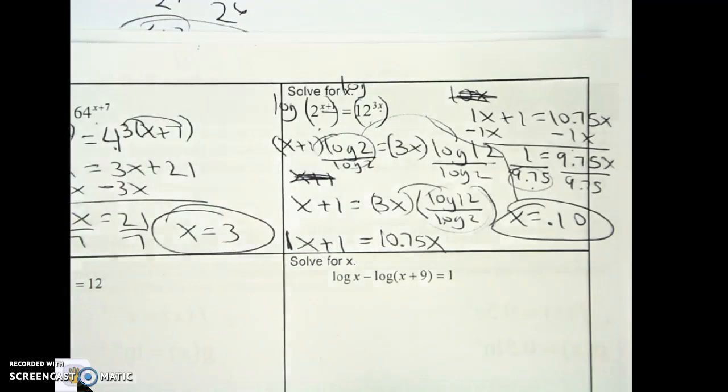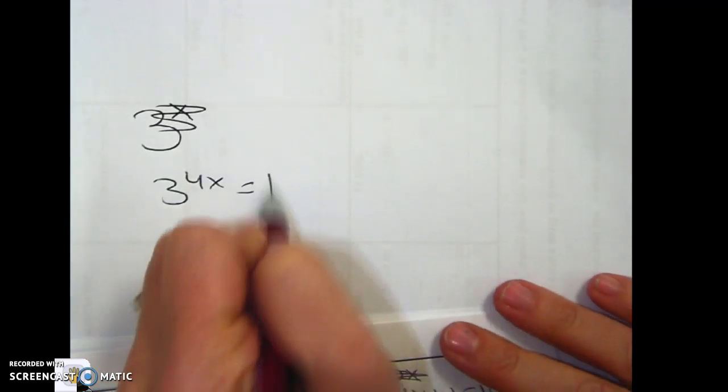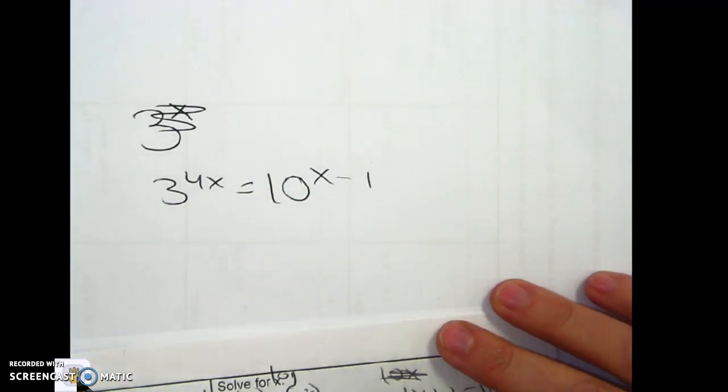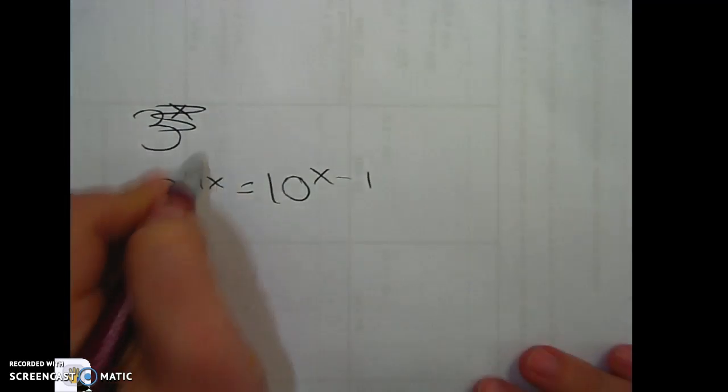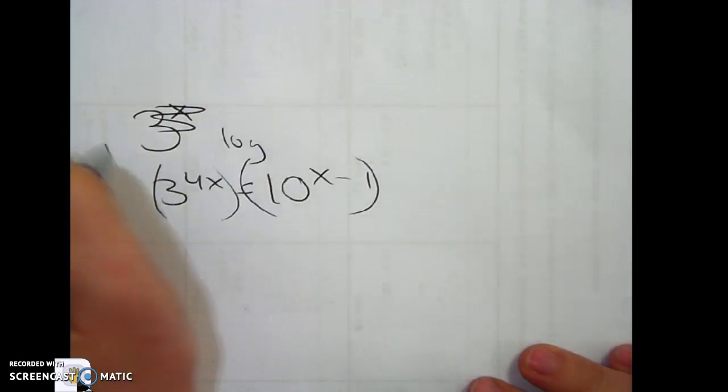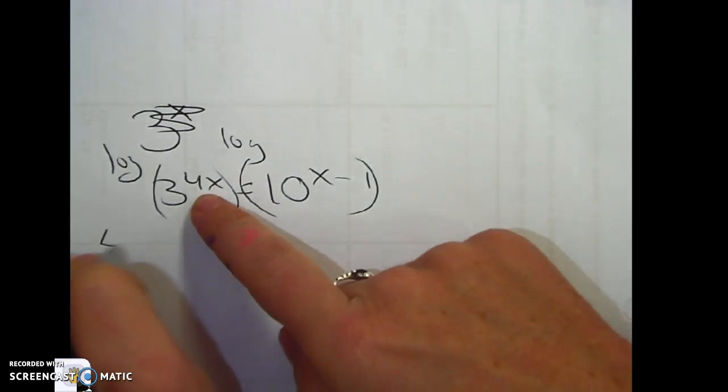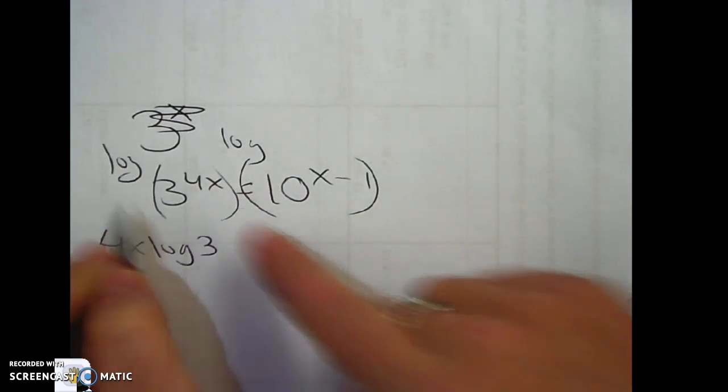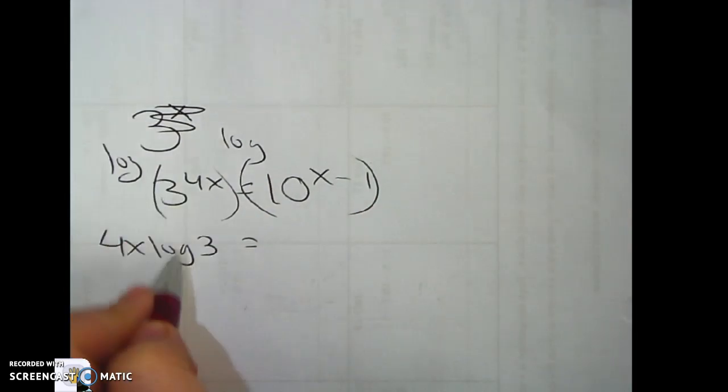Okay. So let me go over a different example just like that one. So let's say I had 3 to the x. Let's go 3 to the 4x equals, I don't know, 10 to the x minus 1. So what I would do is I would log both sides because I have no choice. Little turns big. Little turns big. Excuse me, sorry.